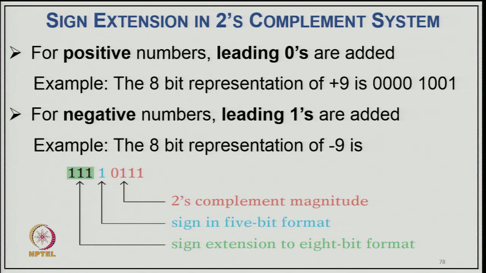Now, the sign represented in second complement form: for a positive number, leading 0s are added. For example, the 8 bit representation of plus 9 is 0 0 0 0 1 0 0 1. For a negative number, leading 1s are added. For example, the 8 bit representation of minus 9 is the second complement of 9, with the sign bit added and then sign extension to 8 bit format. So this becomes the typical representation of minus 9.